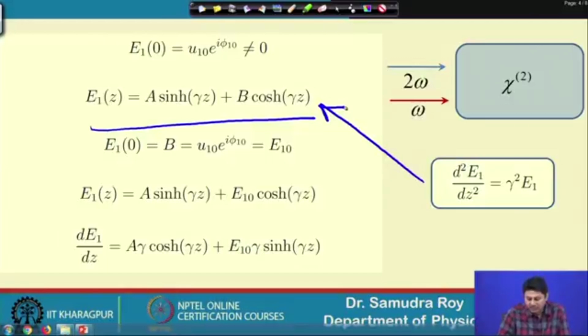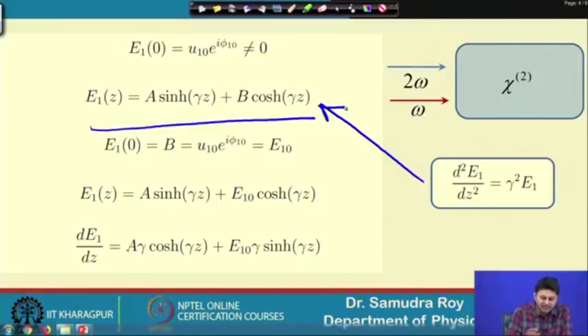So, d2E1/dz square is equal to gamma square E1, this is our differential equation, and we have a general solution A sinh(gamma z) plus B cosh(gamma z). Once we have this general solution, next we put the boundary condition.